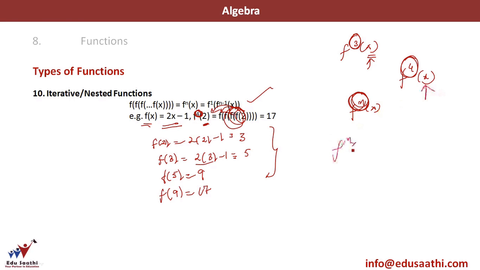In general, f^n(x) would be given by f of f^(n-1)(x). Now what does that mean? Whatever is your output for n minus 1 times, that will be treated as an input for the nth time.